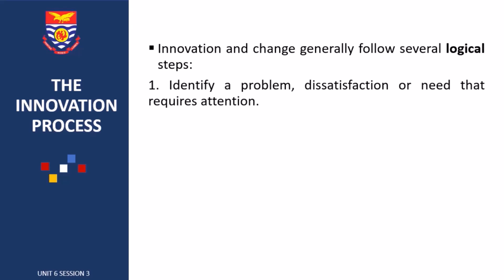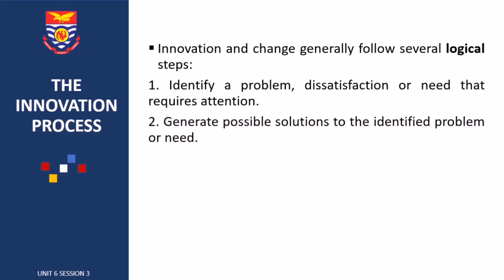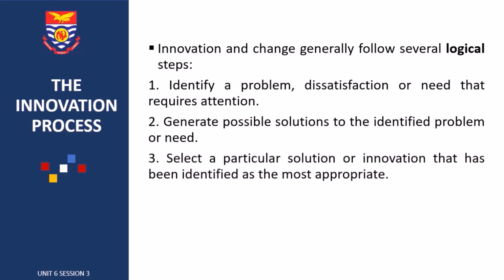That is, without a problem, there is no solution or innovation. And so the very first step in the innovation process is to find out the problem, the challenge, the need, the dissatisfaction that will require the attention. Secondly, then you generate possible solutions to the identified problem or need. After that, you select a particular solution or the innovation that has been identified as the most appropriate. You look through all the possible solutions you have gathered and then select one that you think is most appropriate.